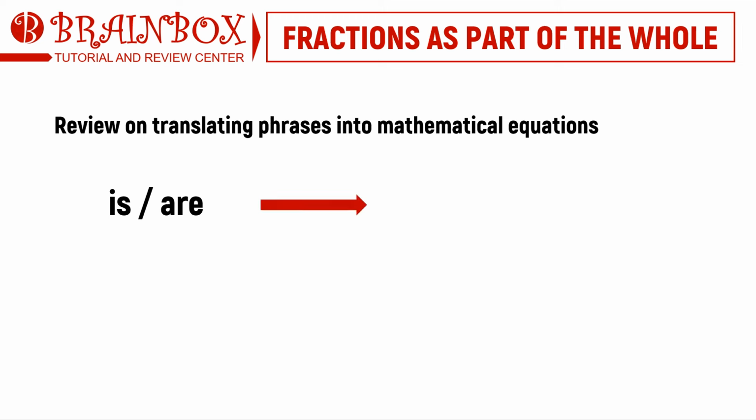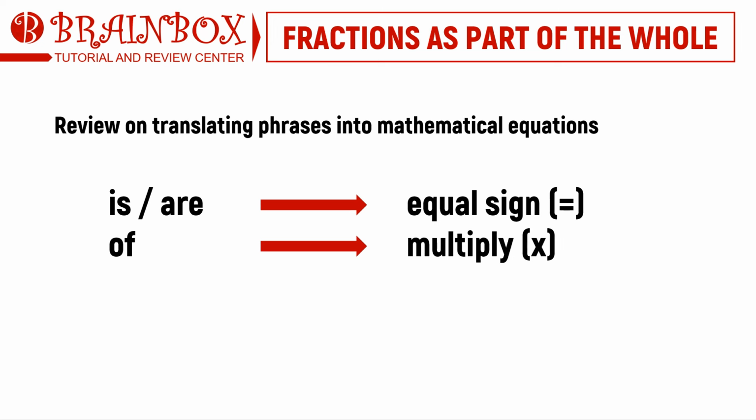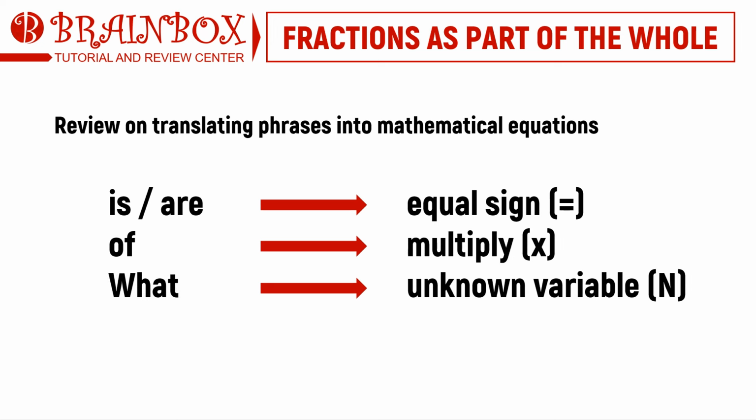Is, or, are, means there is an equal sign. Of means that the operation is multiplication. What implies that it is the unknown variable that we are looking for. Let's say, for example, n.